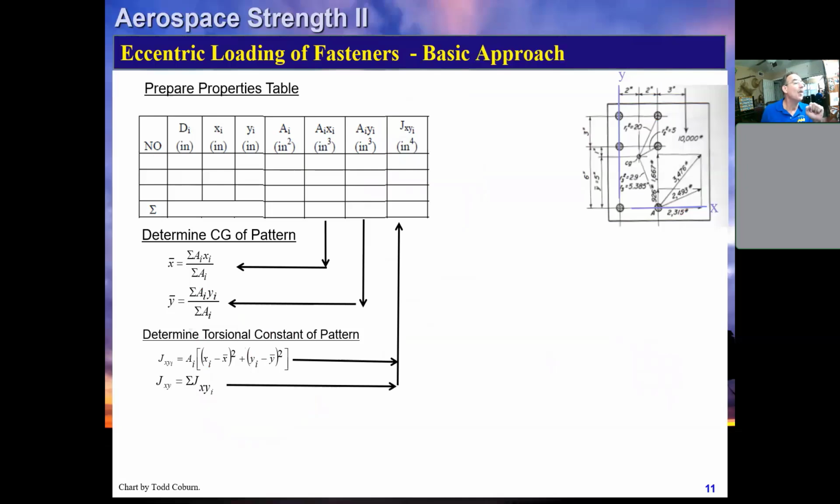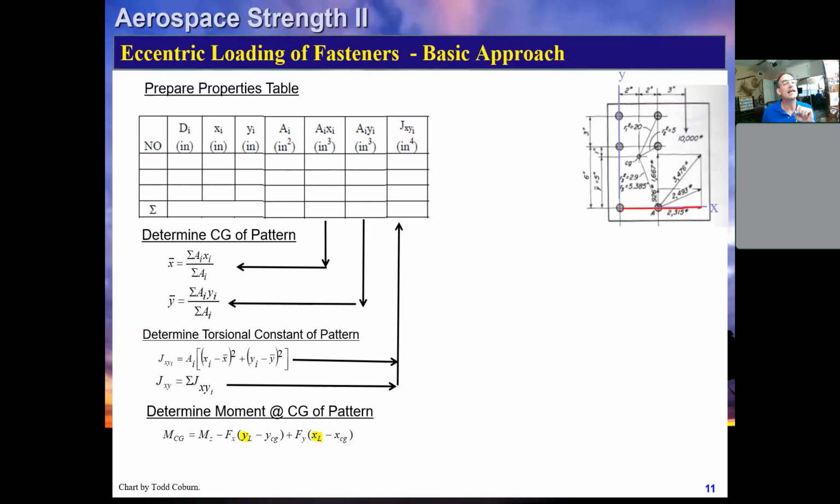Okay, now, once we have the J of the pattern, we're ready to analyze our fastener pattern. We're going to use my equation that gives us the stress components. But first, we need to calculate our forces at the centroid of the fastener pattern. That means we're going to take that force and move it to the centroid of the fastener pattern, and we're going to add any moments that we find. You can use this equation if you define your loading where XL and YL are the location of the load, then you can just plug in.